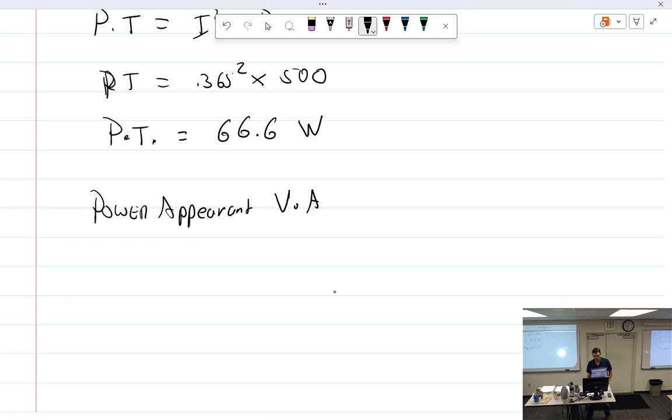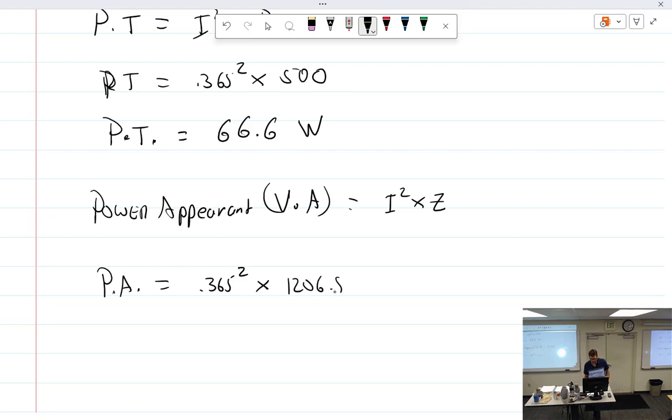All right, next is power apparent, which is expressed in volt amps, which equals volts times amps. It is I squared times Z. So power apparent equals 0.365 squared times Z, which was 1206.87. So power apparent equals 160.79 volt amps.